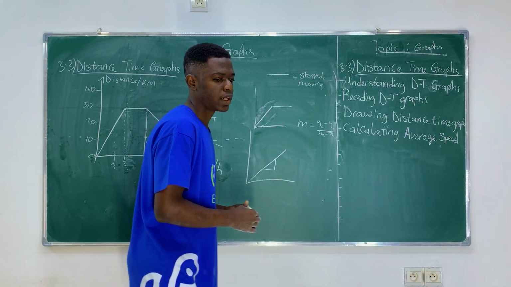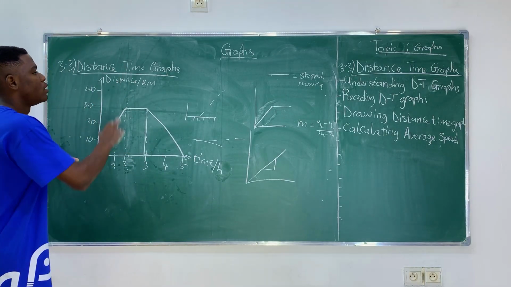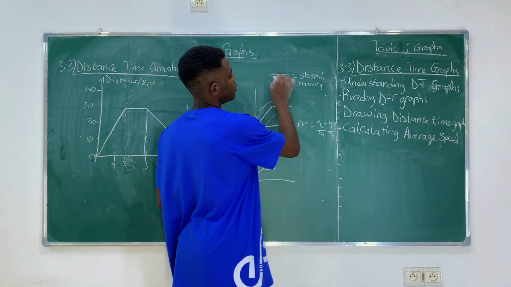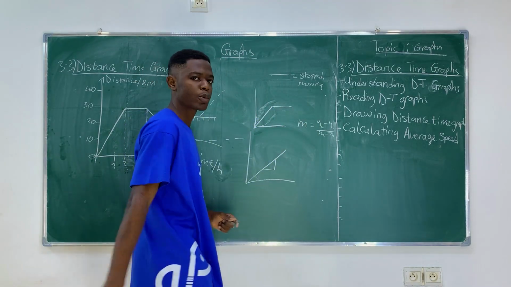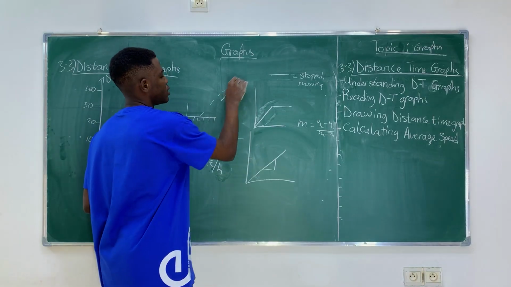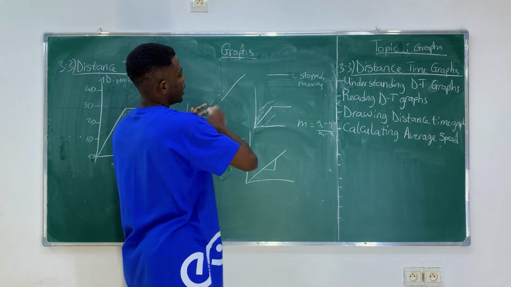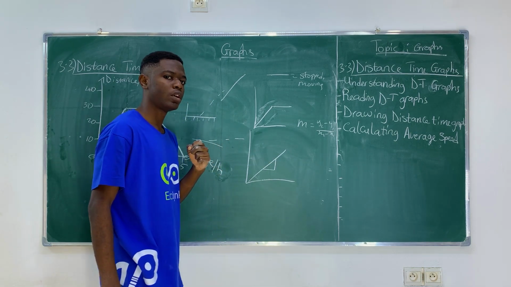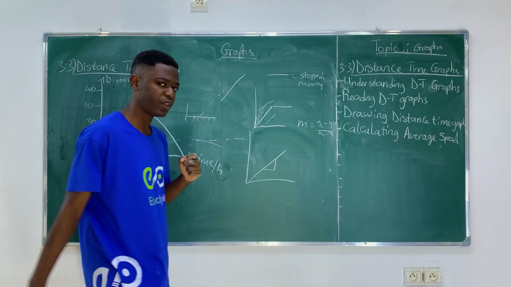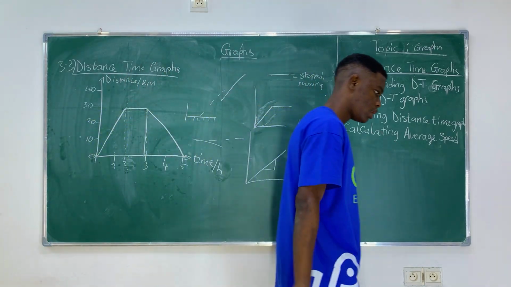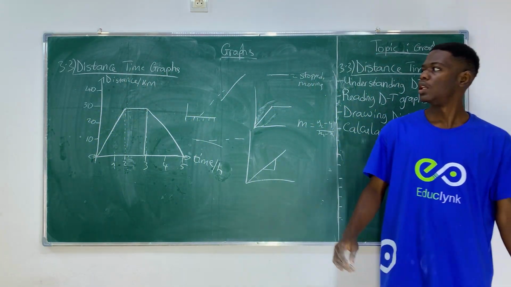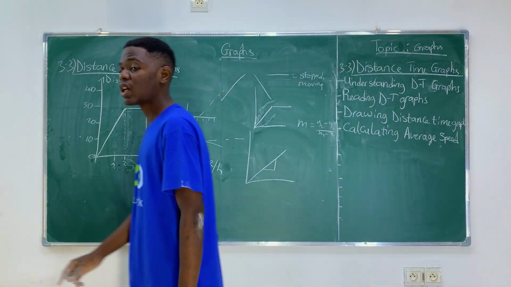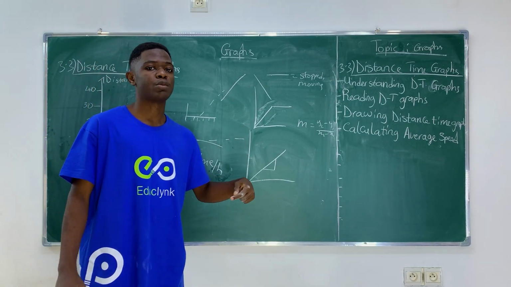So for now, you have to know that the x-axis is the time, the y-axis is the distance. When the graph is flat like this, it means the car stops moving. When it is going up like this, it means the car is moving away from the starting point, going far from the starting point. Now, when the line is going down like this, it means the car is coming back to the starting point. It's actually moving, but it's coming back to the starting point.